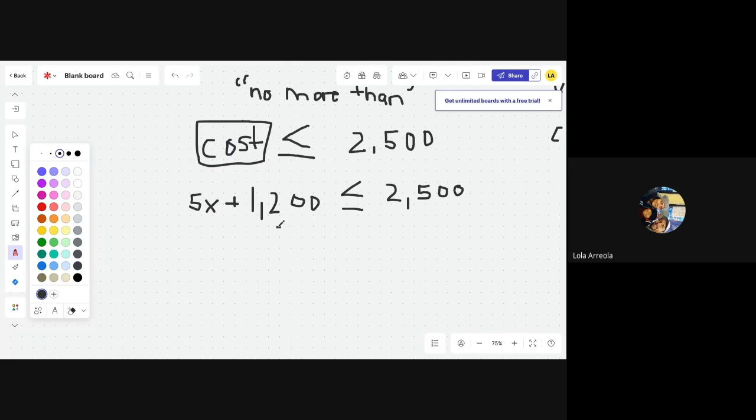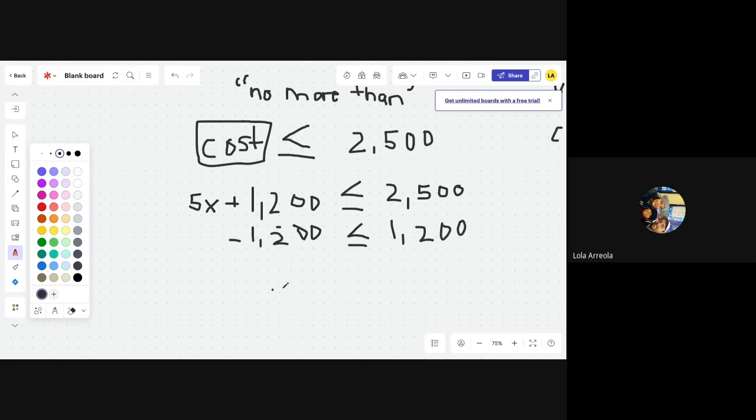So now, how would I solve for x? Minus 1,200. I want to get x by itself. That's my goal. I notice that 1,200 is next to the 5x. My goal is still to isolate that x. So I'm just taking my time, going through my steps just to get x by itself.